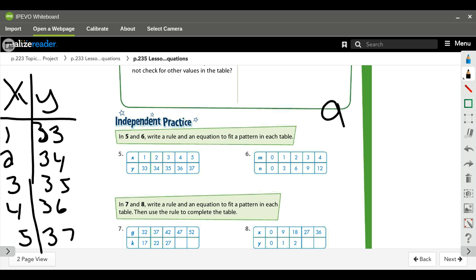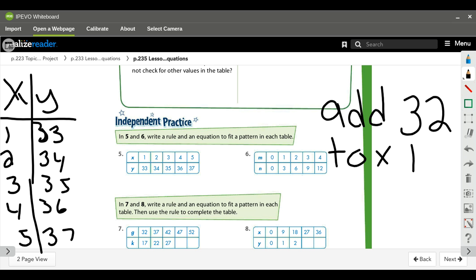So I'm going to add, and I need to see what value do I add to x to get my y. So 1 plus something equals 33. So 1 plus 32 gets y. So 32 plus 1 is equal to 33. 32 plus 2 is equal to 34. 32 plus 3 is equal to 35. 32 plus 4 is equal to 36. And 32 plus 5 is equal to 37. So my rule is add 32 to x to get y.